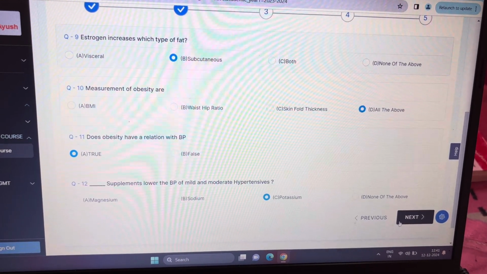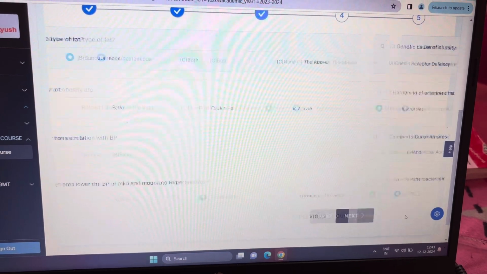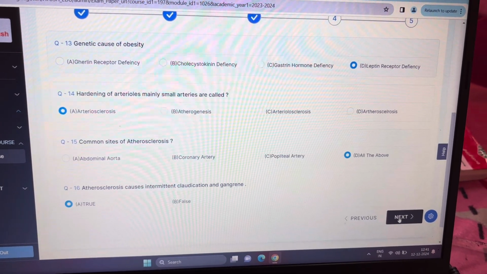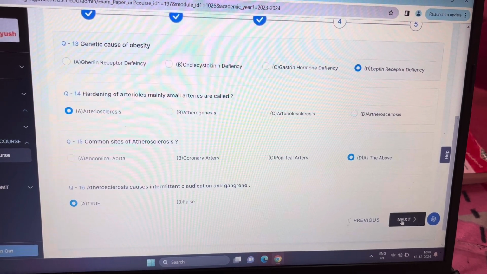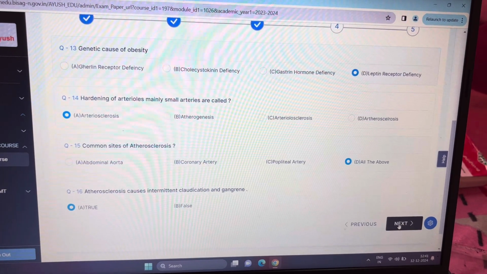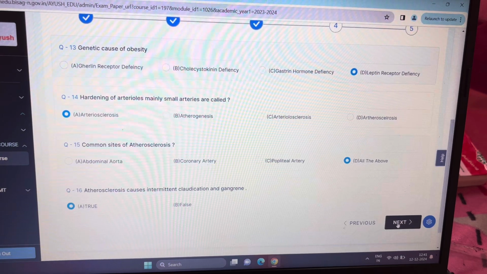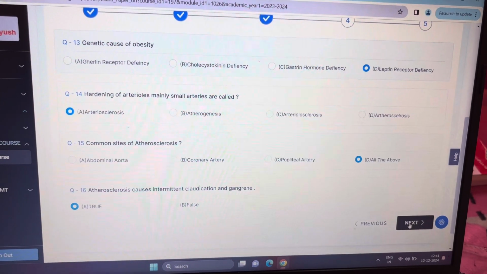Answer of question 12 is C, potassium. Answer of question 13 is D, leptin receptor deficiency. Answer of question 14 is A, atherosclerosis. Answer of question 15 is D, all of the above. Answer of question 16 is A, true.